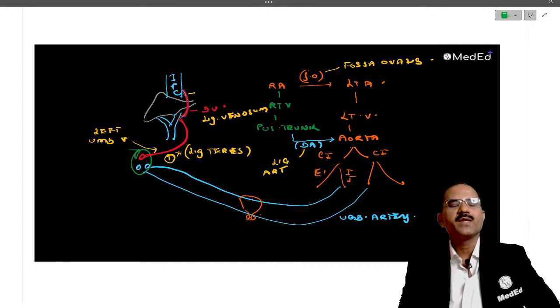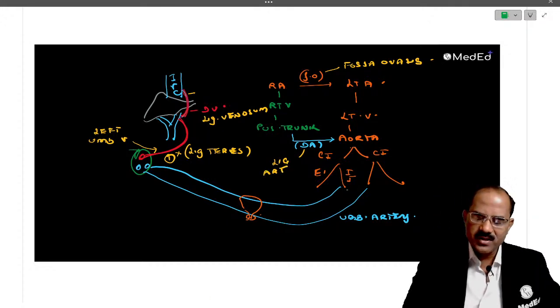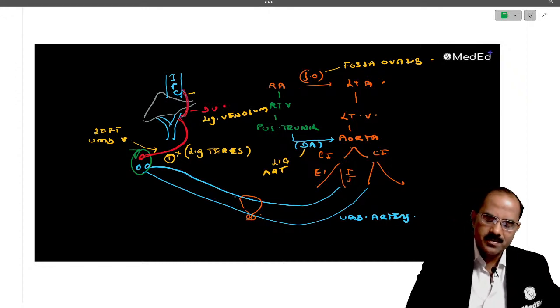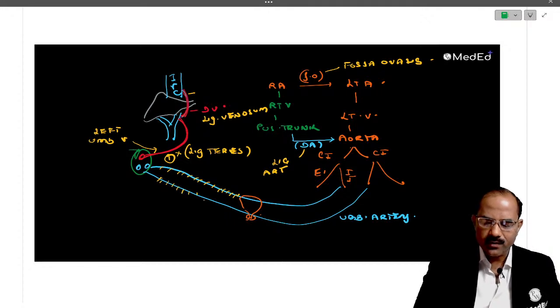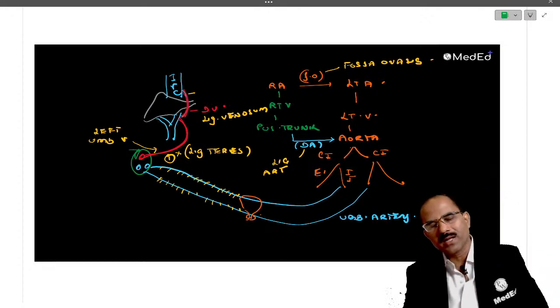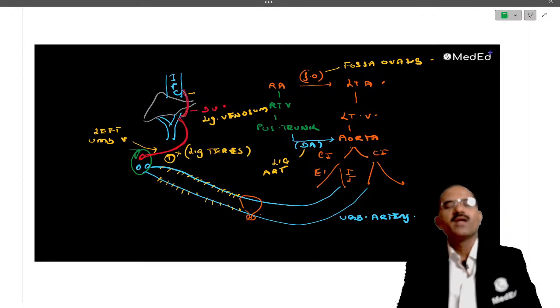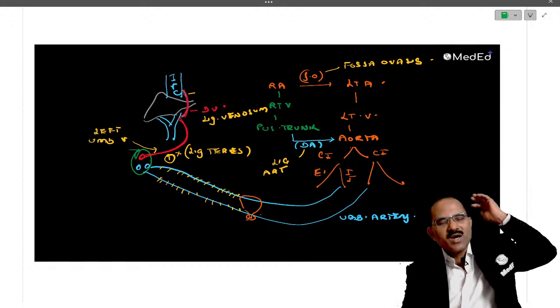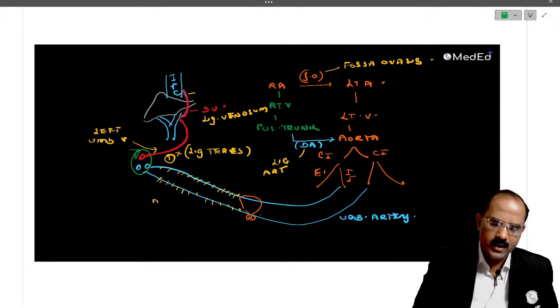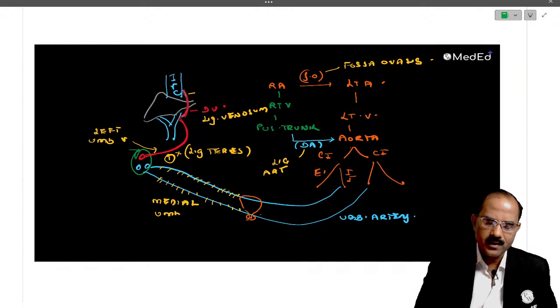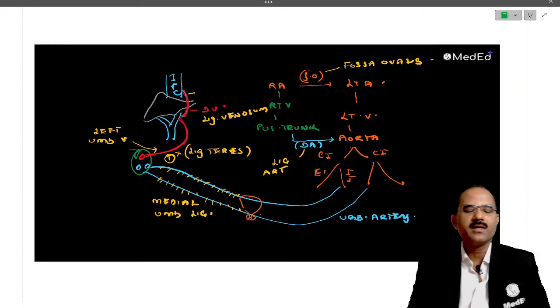And now you tell me, my dear children, these are the umbilical arteries. This part of the umbilical arteries from the bladder to the umbilicus obliterates. This is what we call the obliterated umbilical artery, and this is now known as the medial umbilical ligament. Medial umbilical ligament, right?